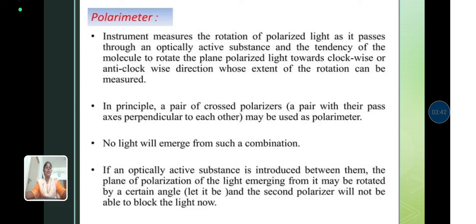In principle, a pair of crossed polarizers may be used as a polarimeter. Here, no light will emerge from such a combination.